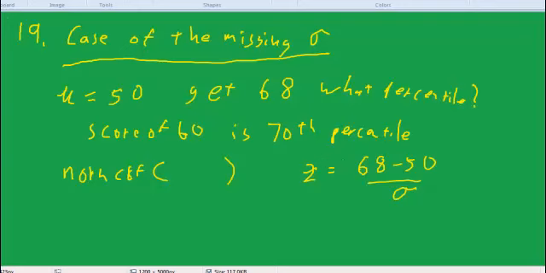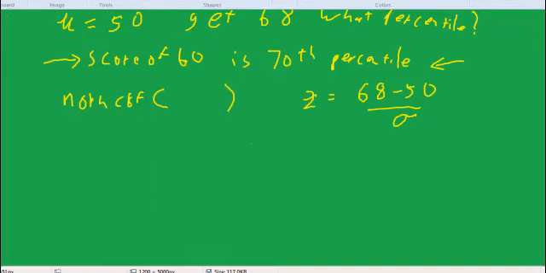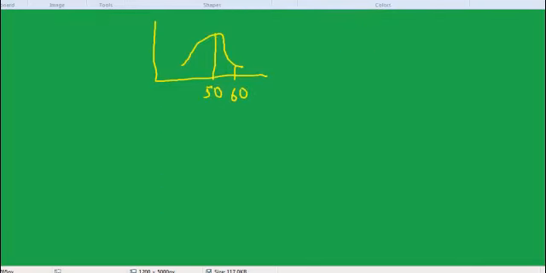But it turns out, because they gave us this information, that a score of 60 is in the 70th percentile, we can figure out what sigma was. So here's going to be our strategy for that. If we draw a normal curve, and we know that the mean was 50, and they told us that a 60 was in the 70th percentile.